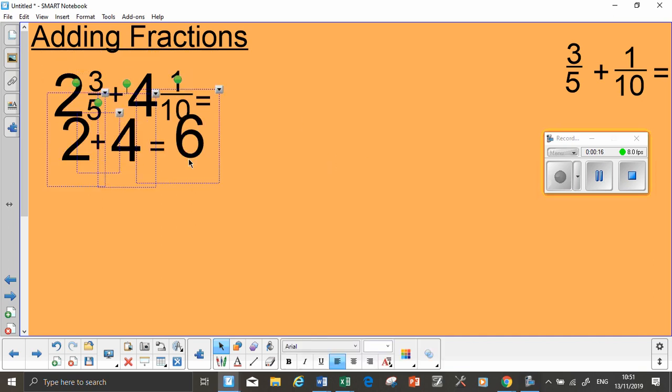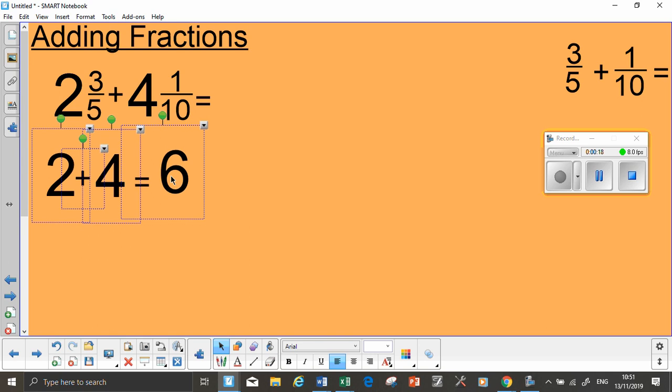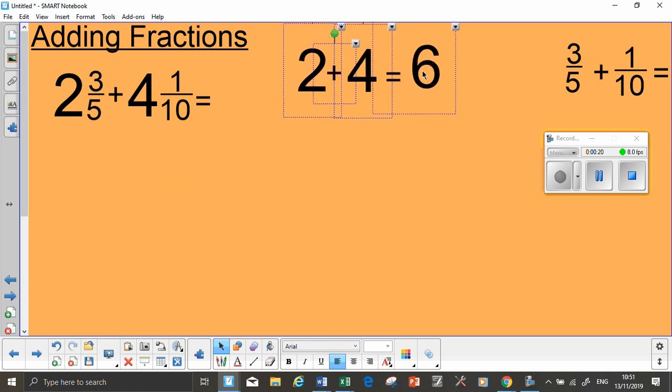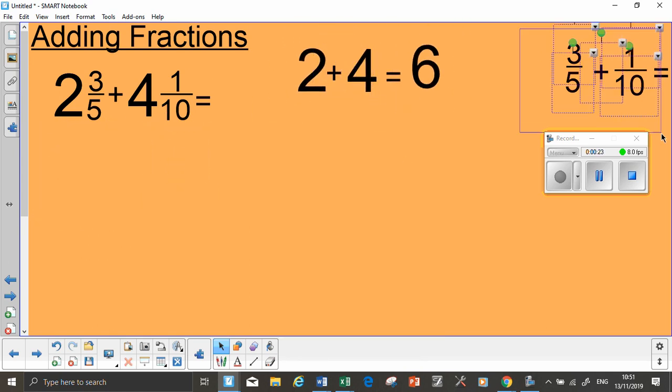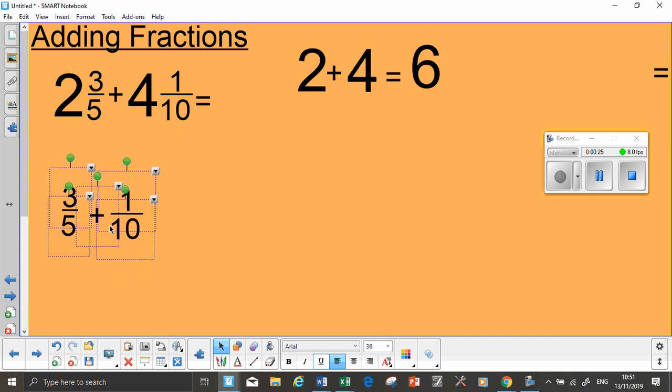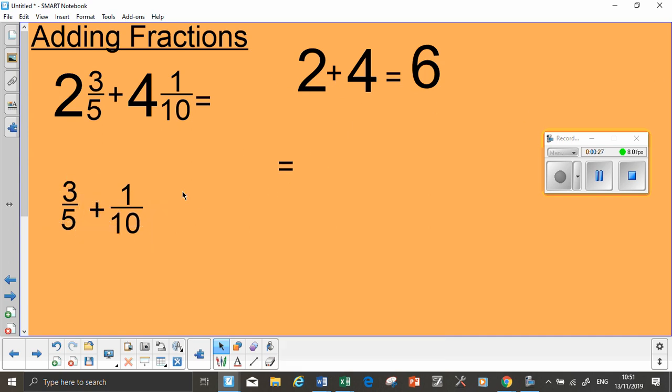So you have 2 add 4 equals 6. I'm just going to put them up there so they're not in the way. You are then left with 3/5 and 1/10 to add together.